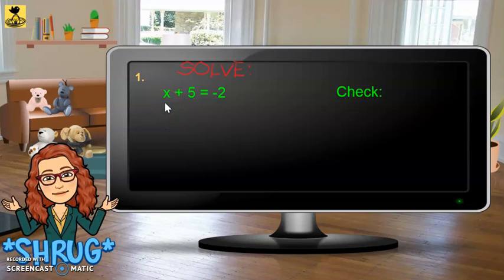Number one, x plus 5 equals negative 2. Remember that an equation has two sides, the left side and the right side, and keep in mind that the center is the equal sign. An equation has to be balanced all the time. That's why whatever we do on the left, we got to do the same on the right side of the equation. So let's start. Our goal here is to find the value of x.